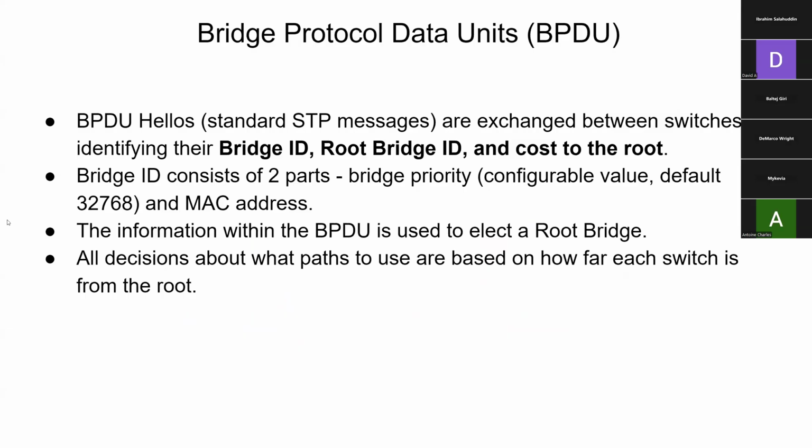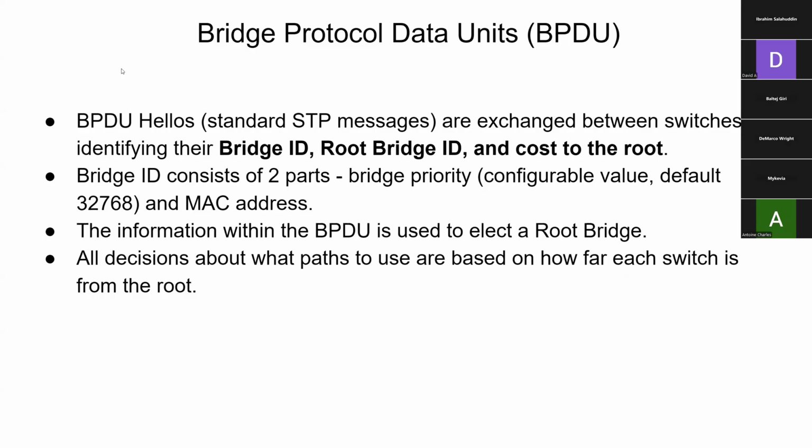All right, so let's explain what bridge protocol data units are. So BPDUs, these are standard STP messages. These are exchanged between switches, which identify their bridge ID, their root bridge ID, and cost to the root. So I know these are all new words. What is the root? Think of the root as like the king of the network, right? All decisions about what paths to use are based off of how far each switch is from the root, right?